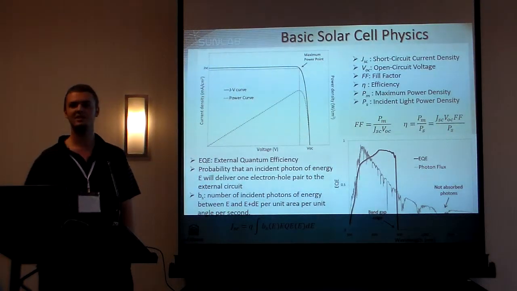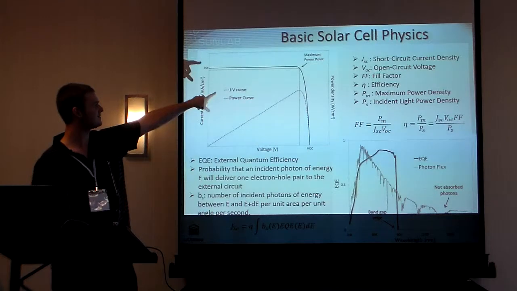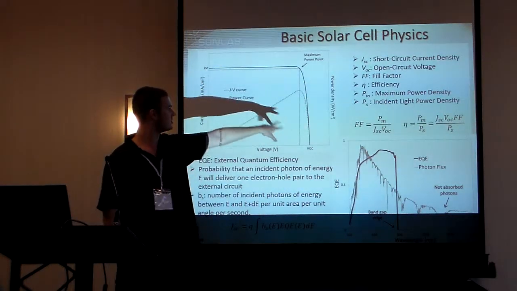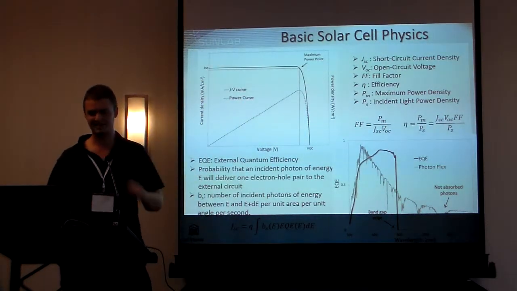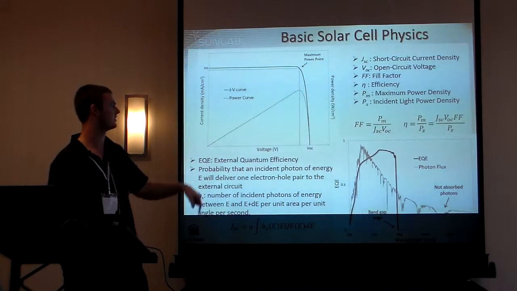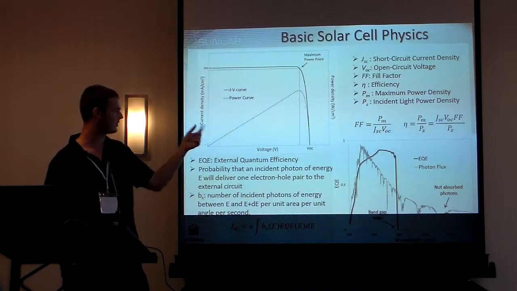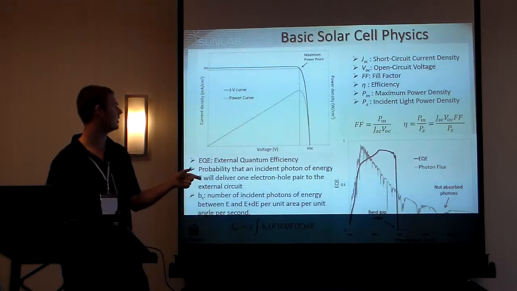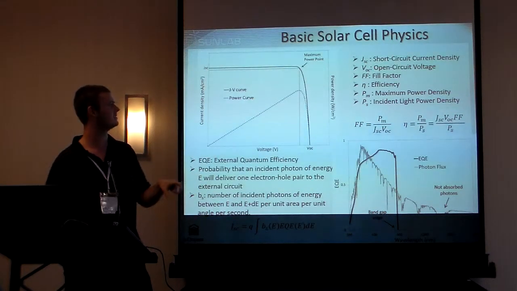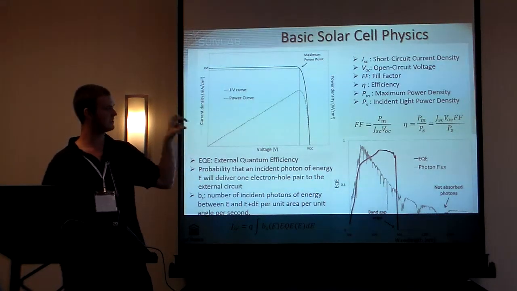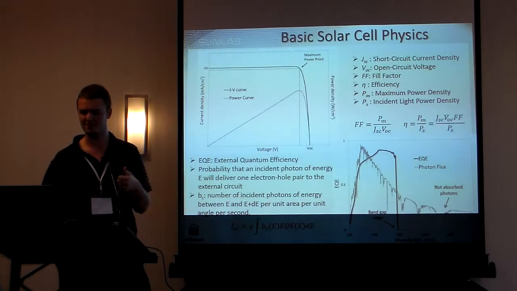And from there we can define the fill factor, which is just the maximum power point over JSC times VOC, which is just an indicator of the squareness of our JV curve. And we also have the efficiency, which is just the ratio of the maximum power point to the incident light power. So the efficiency, that's what we want to be maximum.